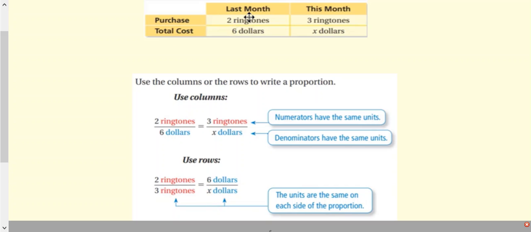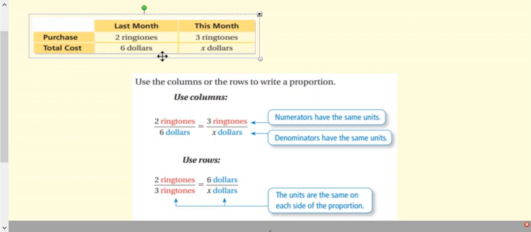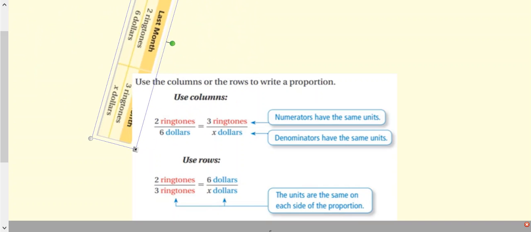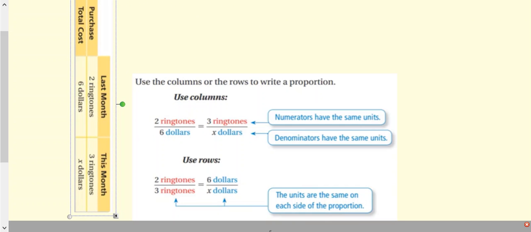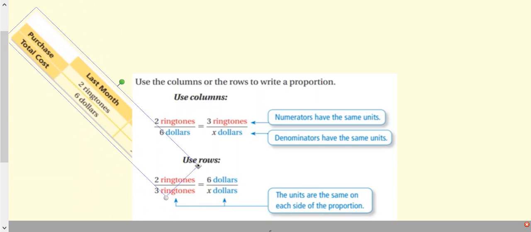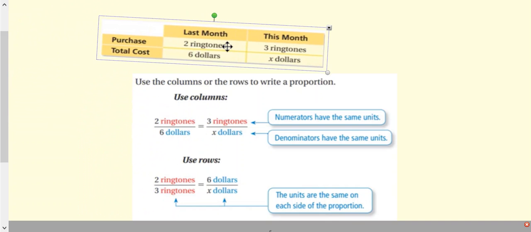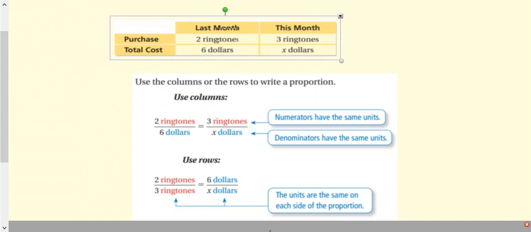And you can see that if we bring this table here and we flip it this way, now you can see that we get this setup here. 2 ringtones to 3 ringtones, $6 to our unknown amount of dollars. Whenever we are using a table to write a proportion, we can just keep the information set up the same way that it already was and just write some fractions from that information.